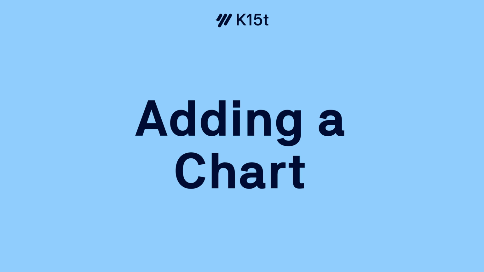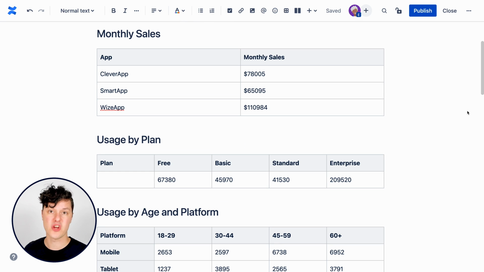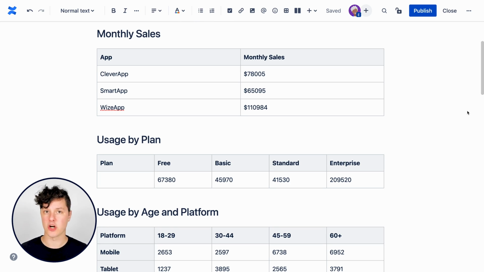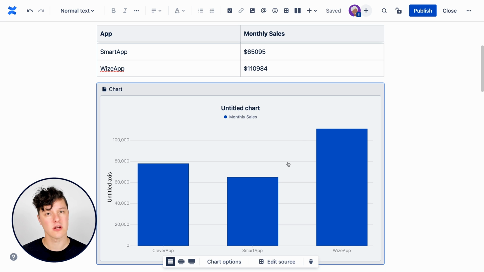So here's my Confluence page full of tables. All the information in the tables is accurate, but I have no idea what to do with them. Also, they're a bit boring to look at. So let's add a chart. I can do this by selecting the table I'm interested in and clicking that Insert Chart button. And I have a generic chart right here.